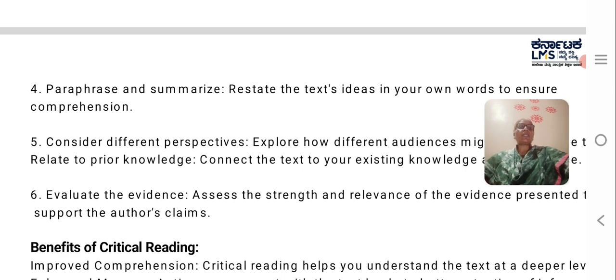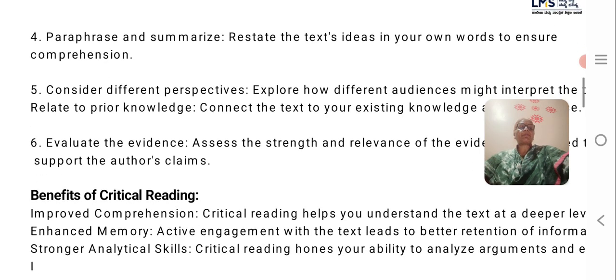So, there are different examples. A critical reader might evaluate a scientific analysis, a diet chart, a political advertisement, or a research article. So, critical reading can be applied to any type of text. So, what are the benefits of critical reading?